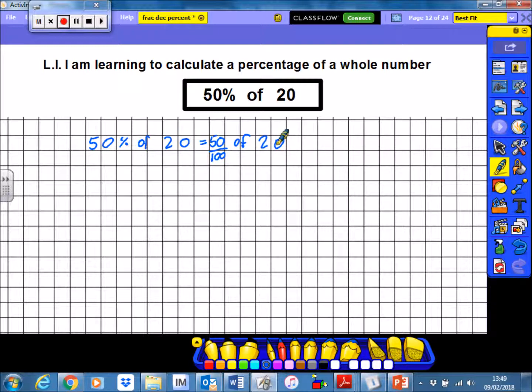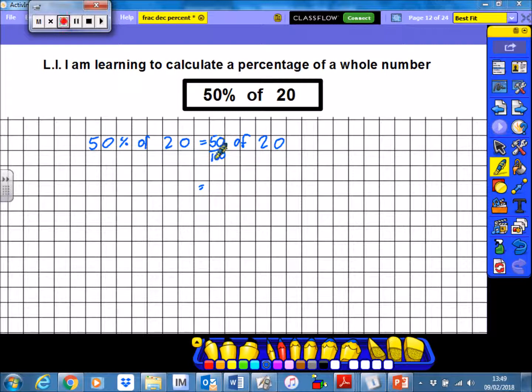Now, fractions, they can be simplified. So when I see 50 hundredths, I don't want to work out 50 hundredths of this number, I would have to divide it by 100 and then times it by 50. That's way too complicated. Instead, I'm going to simplify that. I'm going to make this a simpler fraction.